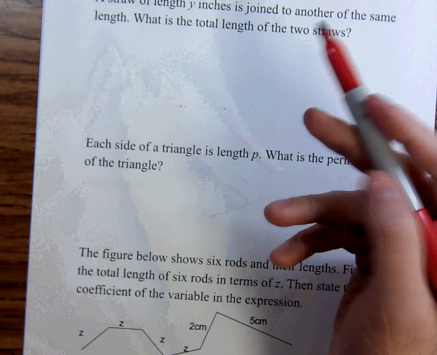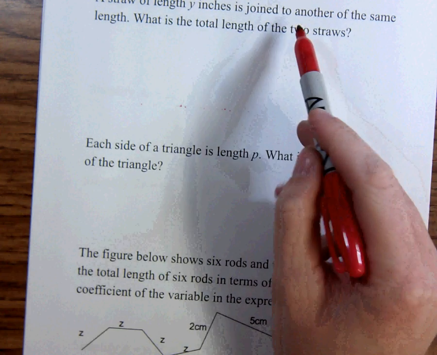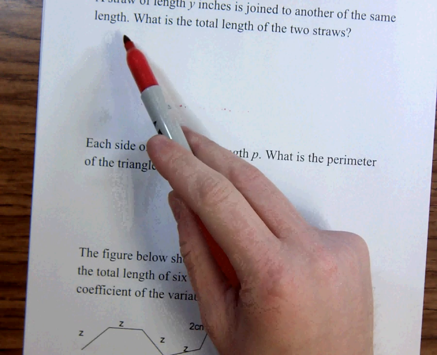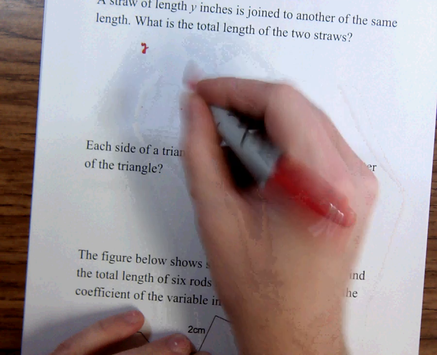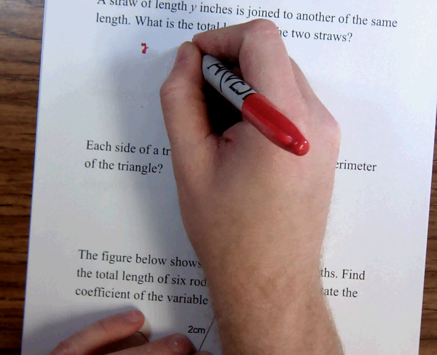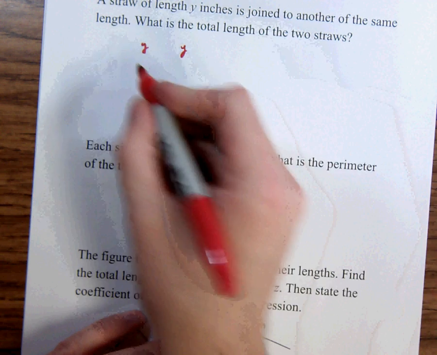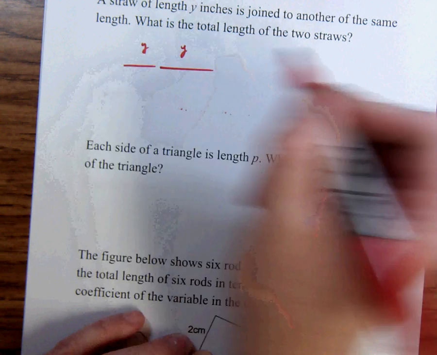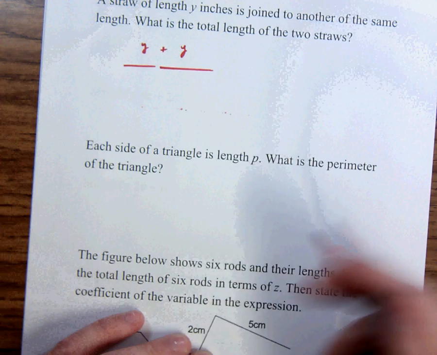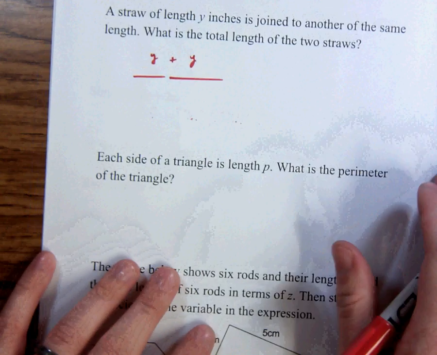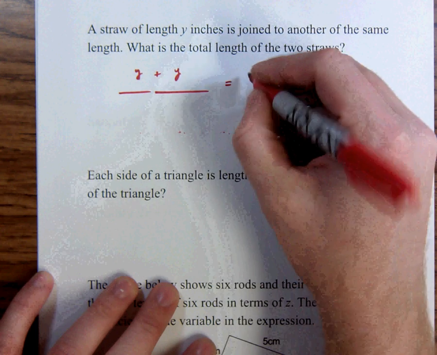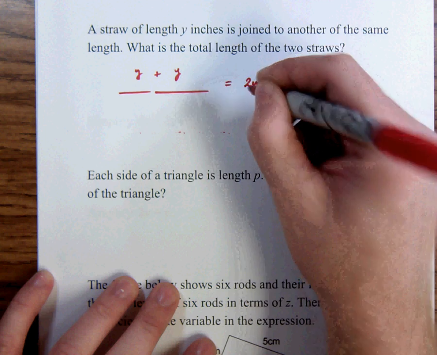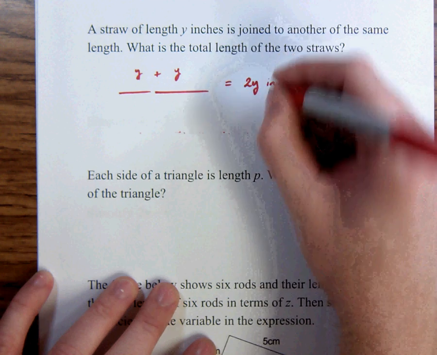A straw of length y inches is joined to another of the same length. So we have one straw that's y inches long, and we added to another straw that is the same length, or y inches long, like y plus y. Well, how long are these two straws put together? Y plus y. How many y's do I have? I have 2y inches of straw.